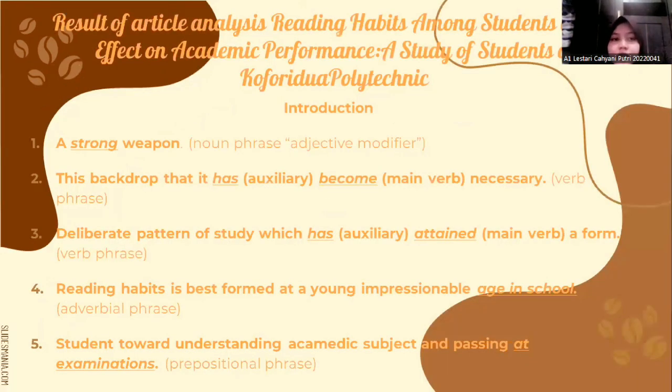Okay, and I will explain the result of the article analysis in the title Reading Habit Among Students and its Effect on Academic Performance, a Study of Students of Koforidua Polytechnic. In the introduction of the article, I found 5 examples. So the first example is a strong weapon. This example includes a noun phrase because strong is the adjective modifier. Why is this called an adjective modifier? Because strong modifies the word weapon.